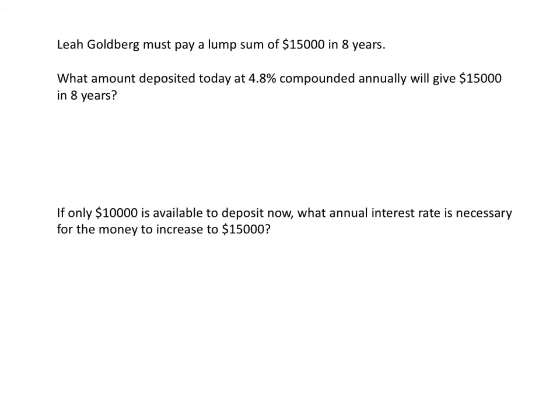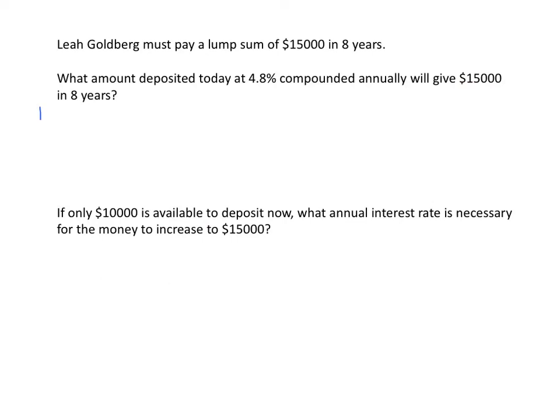So Leah evidently has some bills she has to pay in 8 years, and she has to pay the whole thing as $15,000. So she's going to deposit money into an account today that earns 4.8%, and it's compounded annually, which means one time a year. How much does she have to deposit so that she gets this $15,000 in 8 years?